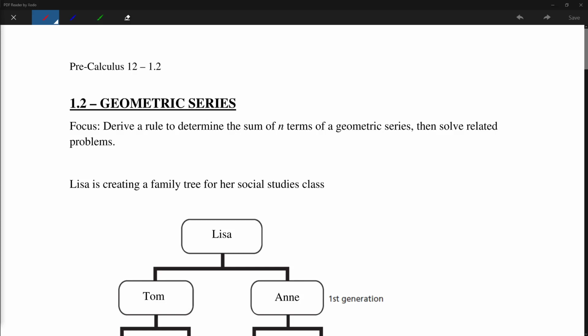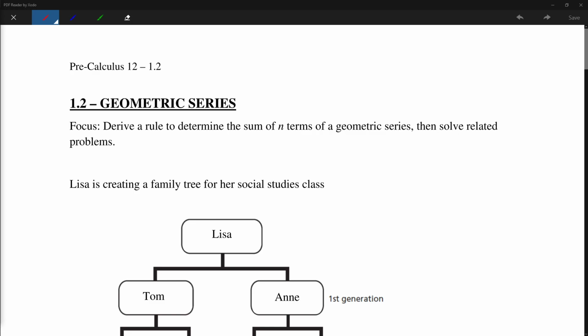Hello everyone. So today we're going to go over section 1.2, geometric series. We are going to derive a rule to determine the sum of the first n terms of a geometric series, then solve some problems. Okay, example number 1, let's see here.